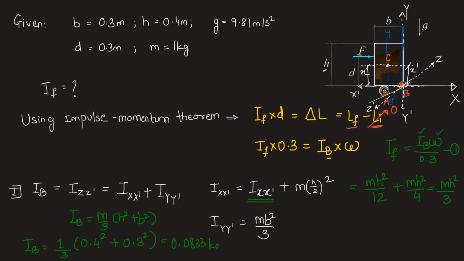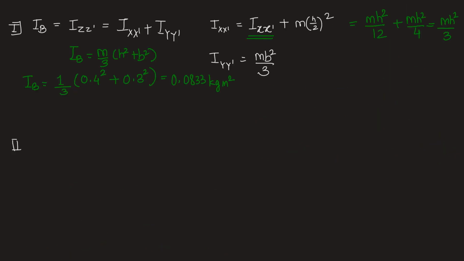The unit is kg meter square, because this is moment of inertia. So we have IB. Now we'll go for finding out omega. So let's do it. Second, for omega. For finding out omega, we'll use the law of conservation of energy.